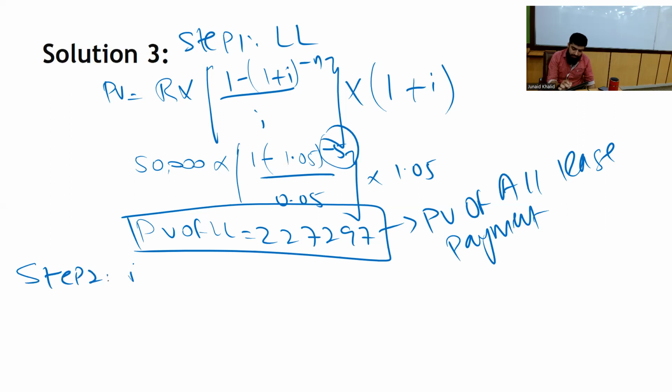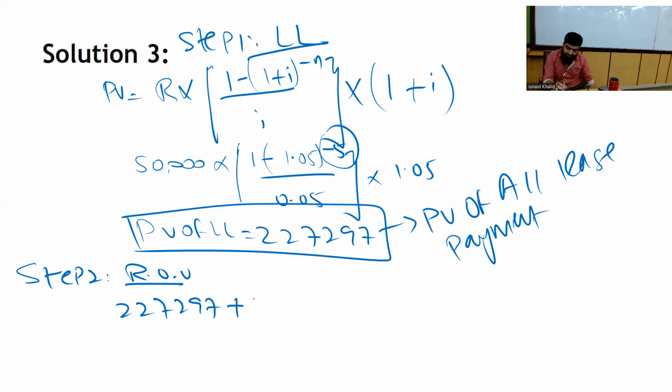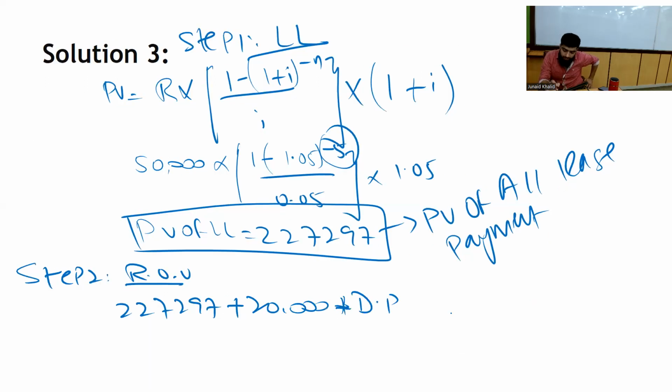Step 2, that is the right of use asset. And what is the formula to calculate the right of use asset? Number 1, the present value of lease liability, which is 227,297, plus initial direct cost, if there is any. Yes, there is initial direct cost of 20,000, plus down payment. Now let's recall, down payment means the advance. So there is an advance of 50,000. Are we going to include this one? No, we are not going to include this down payment.